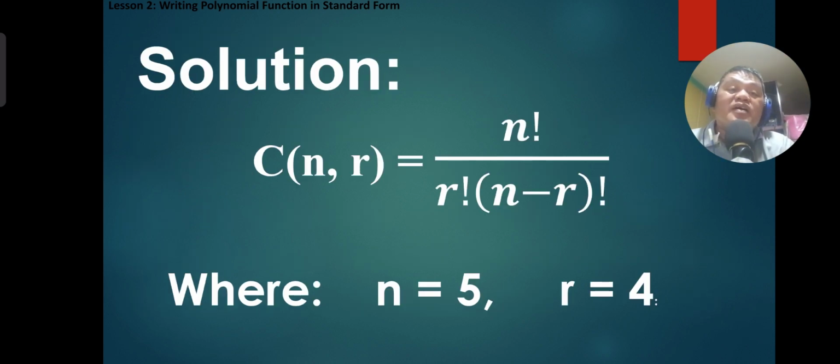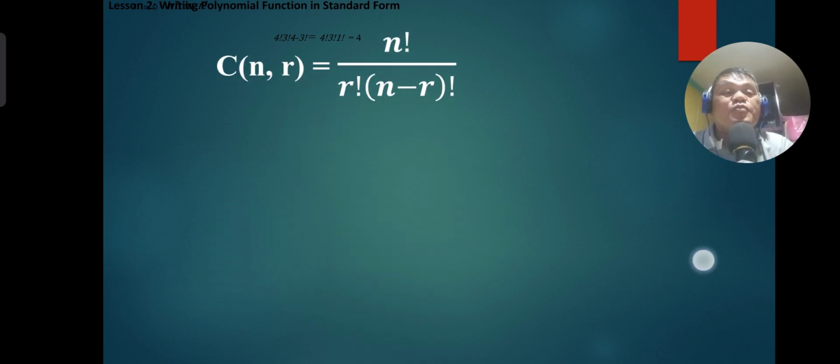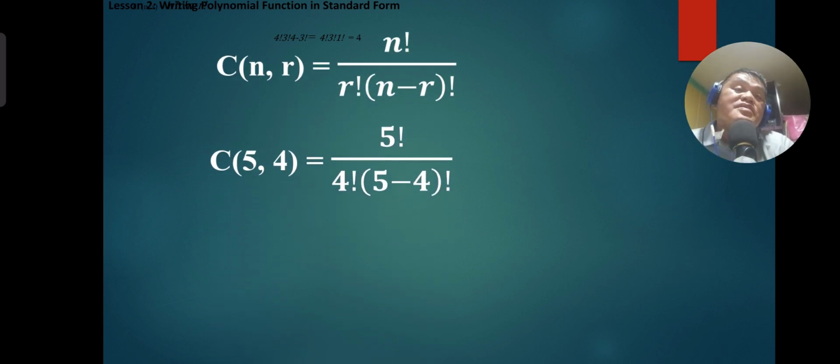So we have now the formula. We have combination of n objects taken r at a time is equal to n factorial over r factorial times n minus r factorial. So there are 5 students and a teacher offers a free ride, and in every ride there are 4 students. So how many selections? We have now the formula, and we are going to substitute the value of n is equal to 5 students, and we have r is equal to 4 students at a time.